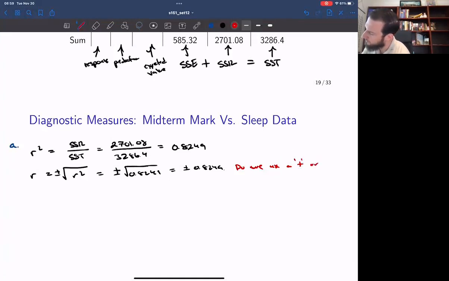In order to determine the sign of R based off of R squared, we need to understand if the relationship is positive or negative. R is always going to have the same sign as the slope. So R is going to be positive if the relationship is positive and negative if the relationship is negative, the same way the slope will be.